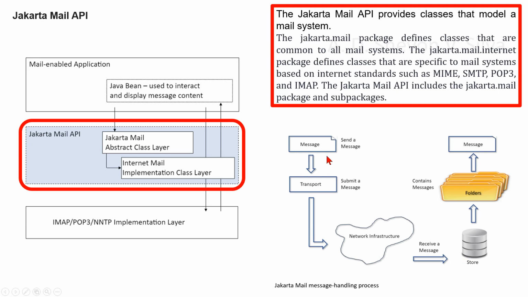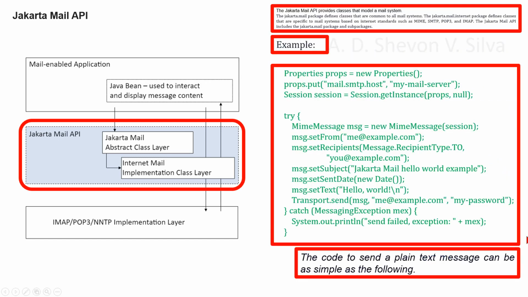Here you can see a message, send a message. Message is connected to transport. Here we submit a message. Transport is connected to network infrastructure. Network infrastructure is connected to store, and a received message is passed from network infrastructure to store, and store is connected to folders. Folders contain messages, and folders are connected to message. Code to send a plain text message can be as simple as the following.